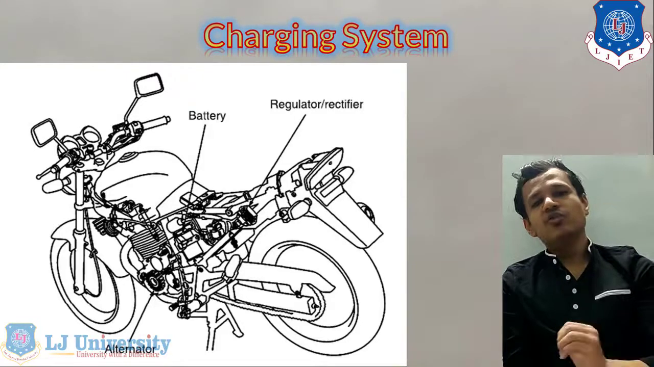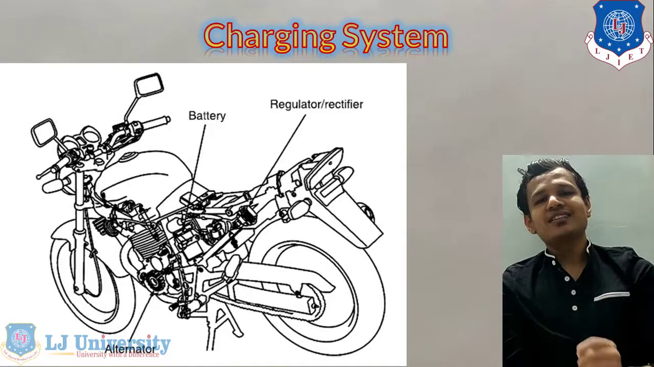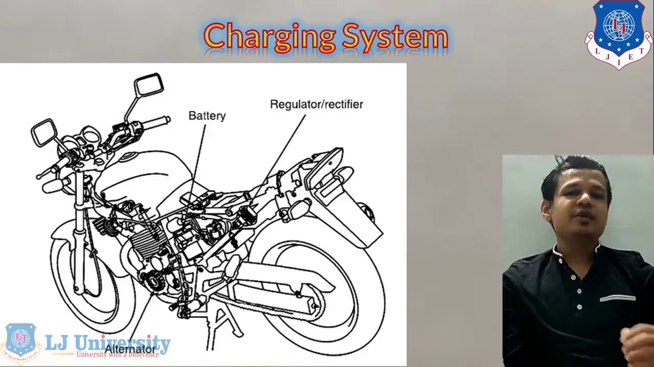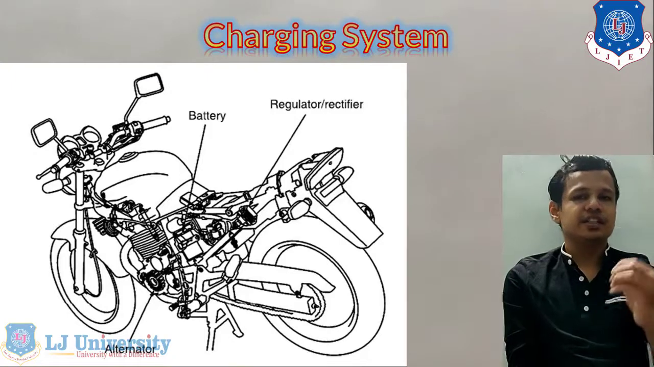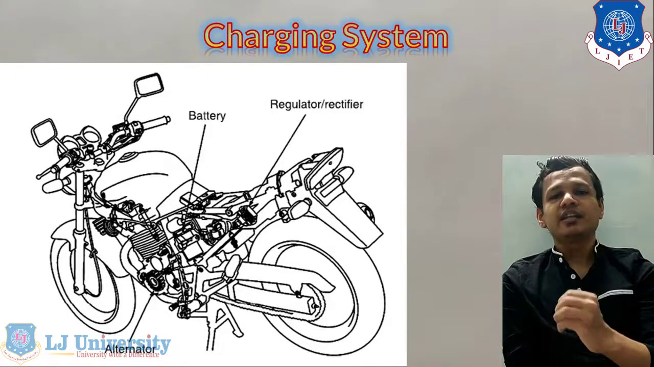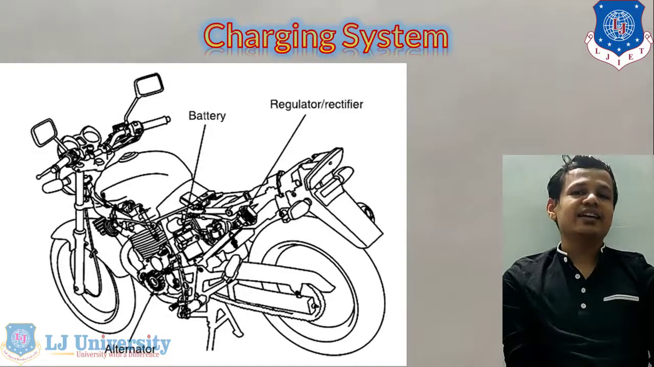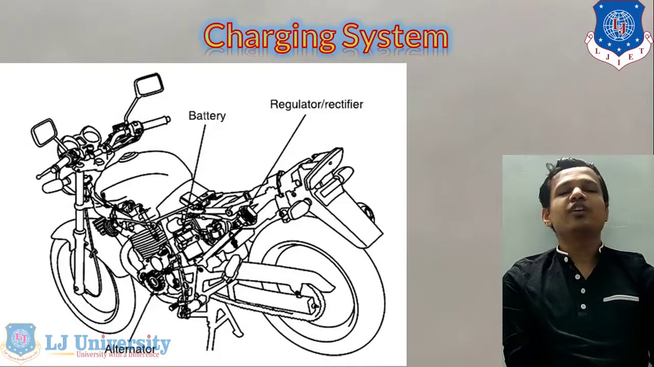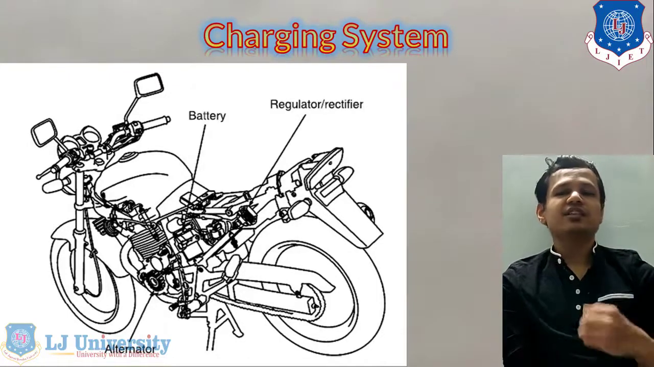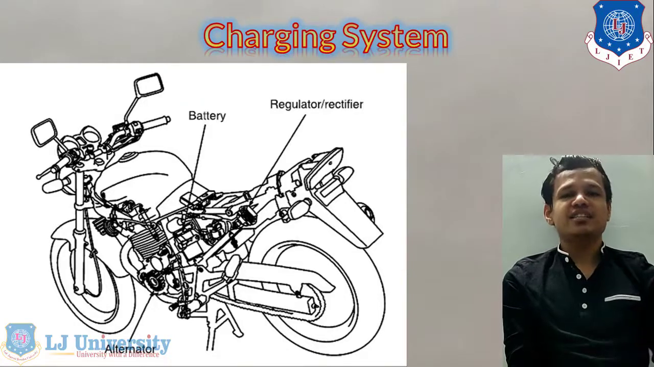Also, one more function of the rectifier is that it supplies the direct current which is required for the battery. The alternator generates an alternating current. That alternating current is converted to direct current, which is DC, and that DC is supplied to our battery with the help of the rectifier. So this is simply our charging system.